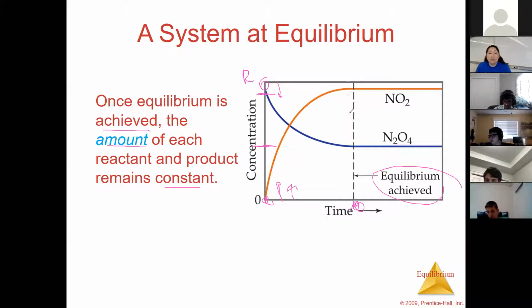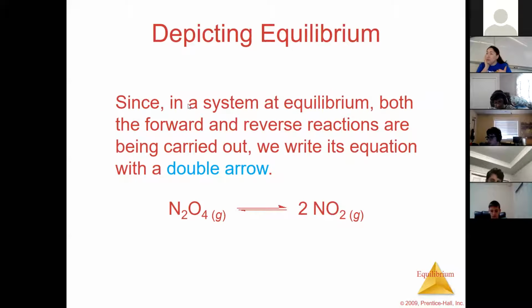Until they reach the same speed of breaking down and coming together, the forward and the reverse. And the amount of this and the amount of this are constant, which is not the same as the same, if that makes sense. Like this one's 10 molar and this is 5 molar, something like that. But it's going to continue to be 10 molar. And it's not going to be the same molecules. These are breaking down and these are coming together. It's just happening at the same rate. So you have a constant amount of each. So since in a system at equilibrium, both the forward and the reverse are being carried out, that's why we write the little double arrow to show it's an equilibrium.